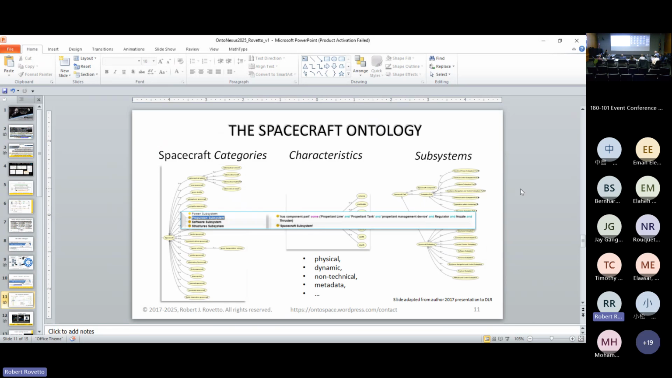Following that with the spacecraft ontology, here are some screenshots from a presentation I gave to the German DLR on spacecraft categories, characteristics, and subsystems. And this is visualized in the Protege development platform.